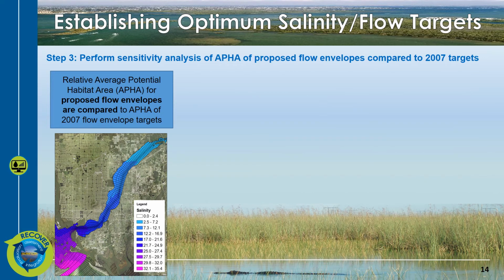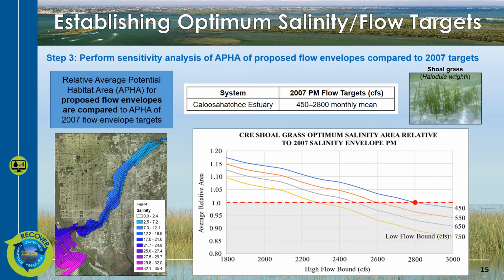Step 3 included performing a sensitivity analysis of the calculated potential habitat area of different flow envelopes for each ecological indicator species, and we plotted them as line graphs relative to the 2007 targets for comparison. Here is an example for shoalgrass, a marine SAV in the Caloosahatchee estuary.